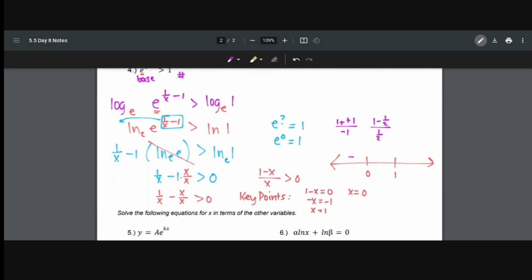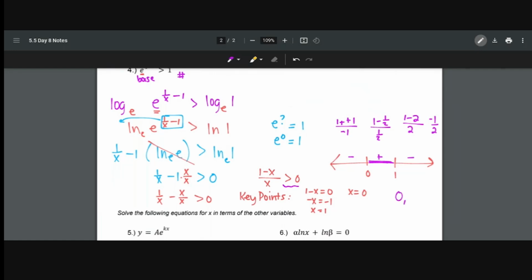So I get 1/2 over 1/2, which is 1. That's positive. And then a number bigger than 1 would be 2. So I'm going to do 1 minus 2 over 2. That is equal to negative 1 over 2. That's a negative value. So what do I want? I want values that are greater than 0. So I think my answer is between 0 and 1.